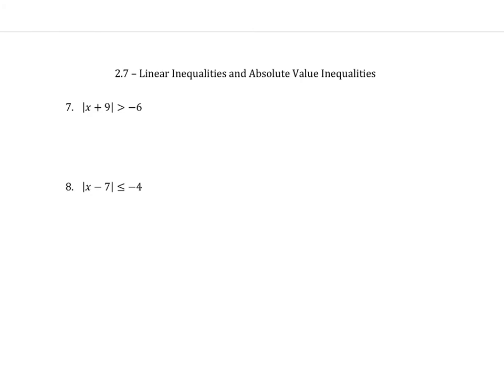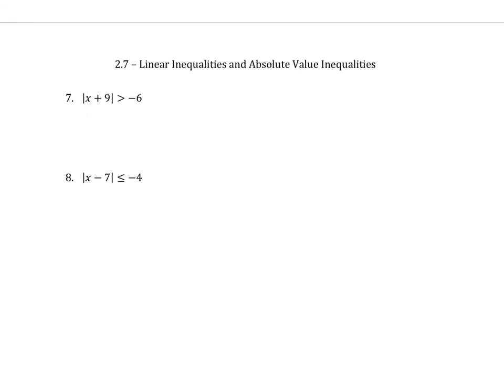Okay, so now we have 7 and 8. These are the last two for this section. So if we look at 7 and 8, notice we have the absolute value by itself on the left, but notice that we're comparing these to a negative. So number 7 is saying an absolute value is greater than a -6. Remember that an absolute value is positive, right? Because it's a distance. A distance cannot be negative. So this absolute value is always a positive.